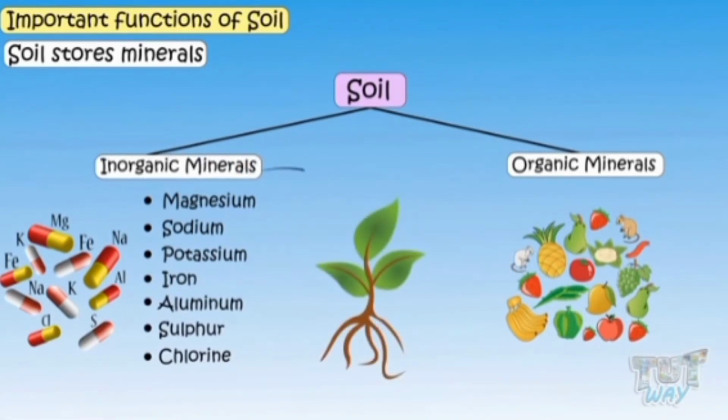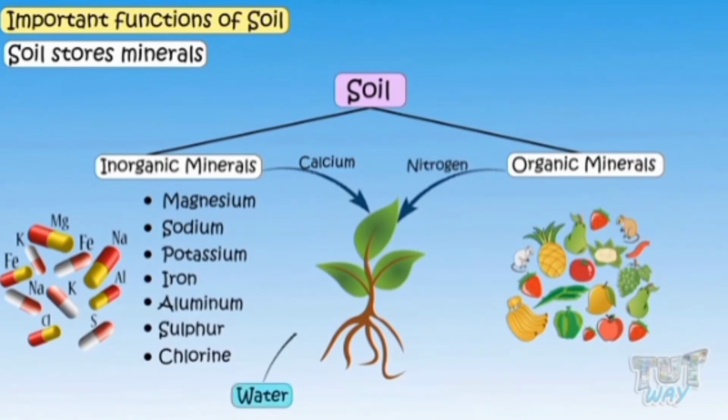Inorganic minerals provide calcium to the plant, whereas organic minerals provide nitrogen to the plant. Water provides hydrogen to the plants. Air provides carbon dioxide to the plants.